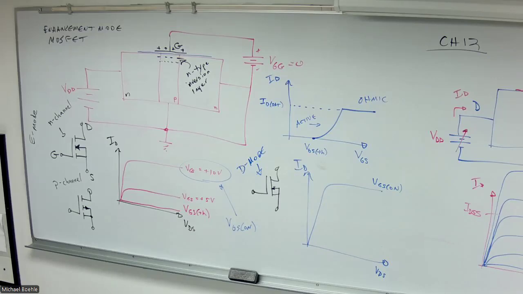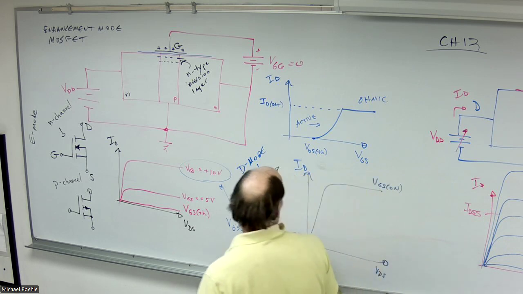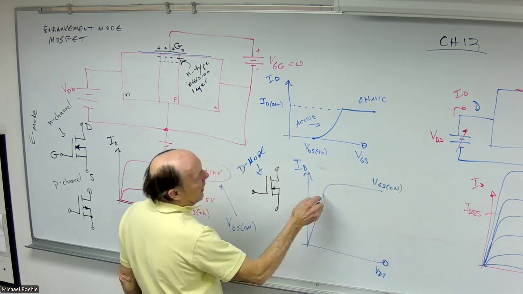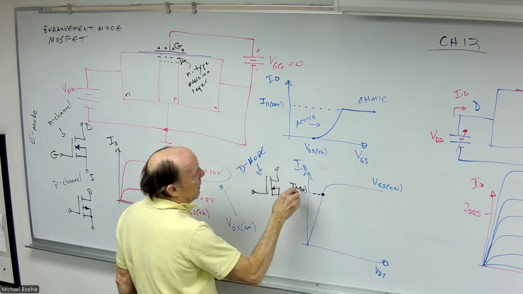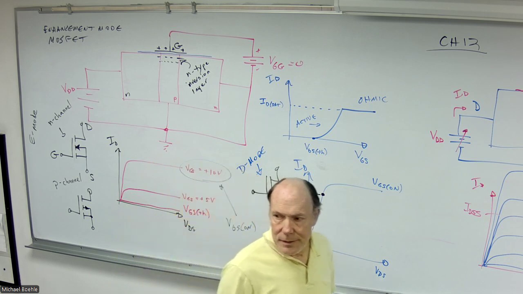In addition to typically defining the gate source on voltage, the manufacturer is also going to say, you know what? I'm also going to define a drain current on.